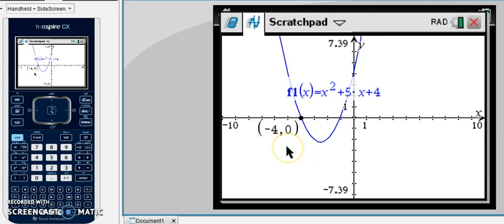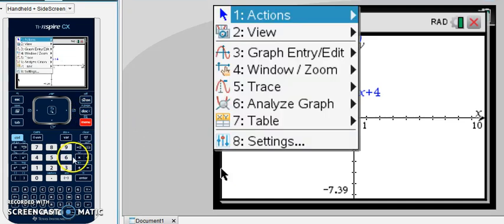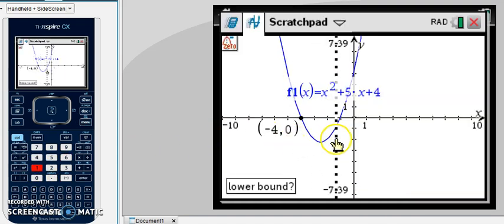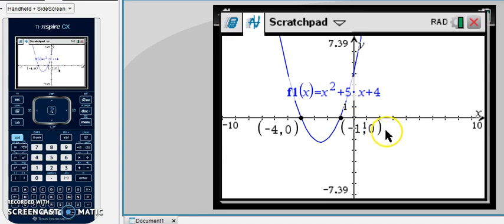So what that means is if we were to set our factored form equal to 0, we would get x equals -4. So when we're actually thinking of our factoring, that means this factors into x plus 4 as one of our binomials. Now again, we can see that the other one is crossing through at -1, but if we wanted to actually make sure and calculate that, we'd again do Menu, 6, 1 for zero, left of that point, drag over right of that point, and here's our zero of -1, 0.